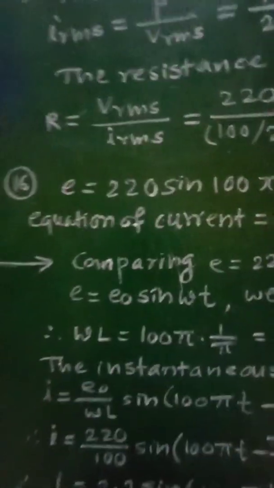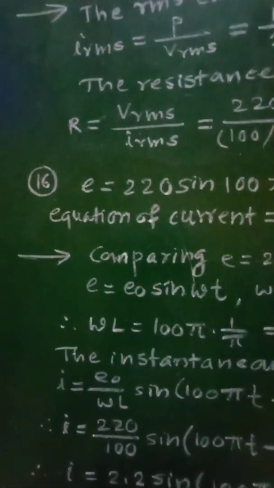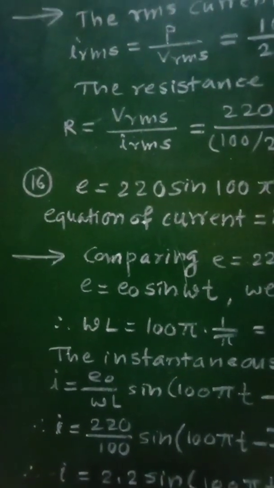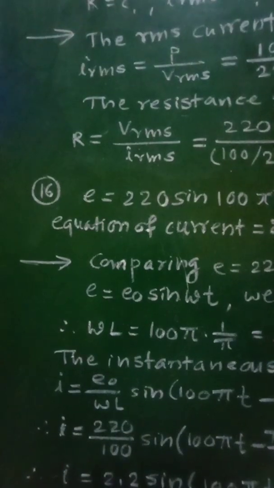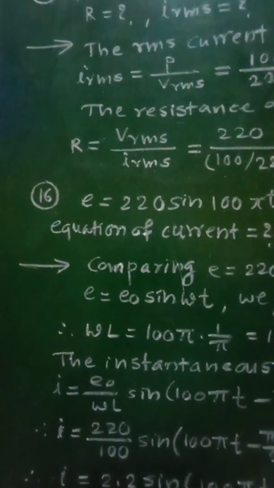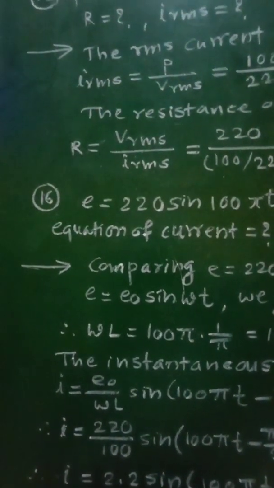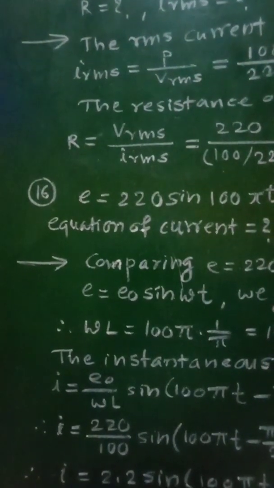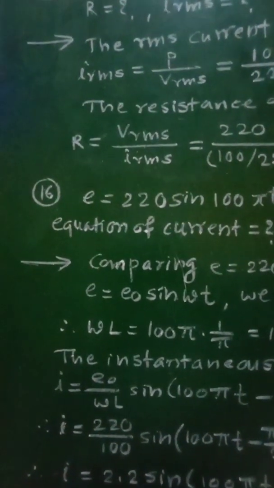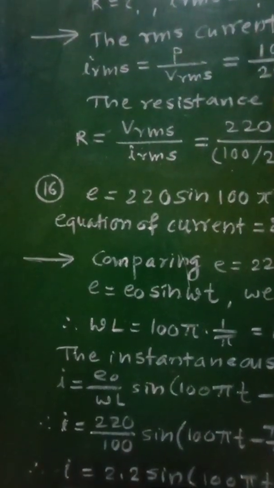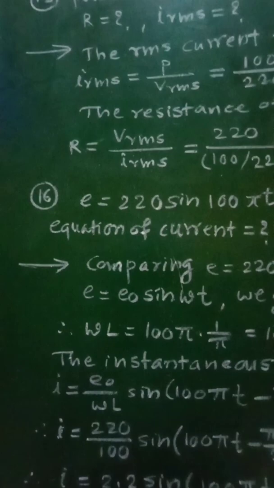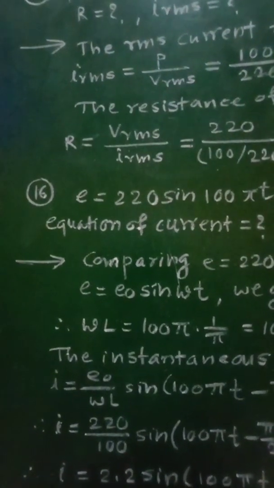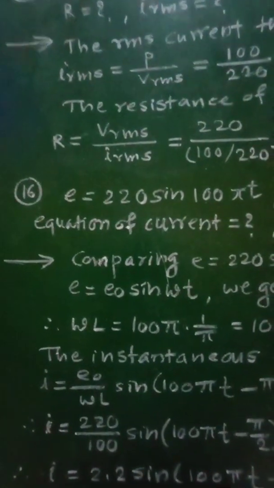Then we will go for the next numerical, that is numerical number 16, which is stated as: alternating EMF of E is equal to 220 sin 100 pi t is applied to a circuit containing an inductance of 1 by pi Henry. Then write an equation for the instantaneous current through the circuit. Then what will be the reading of the AC galvanometer connected in the circuit.